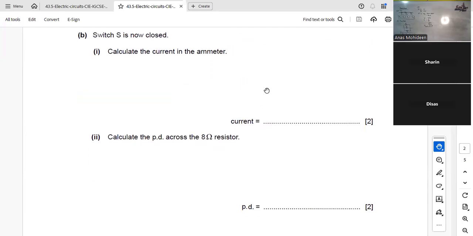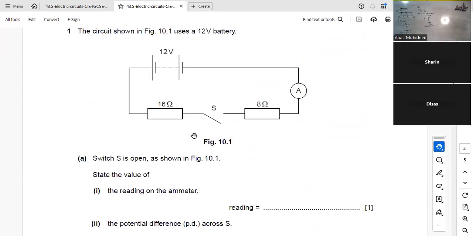Calculate the potential difference across the 8 ohm resistor. Now this is the 8 ohm resistor, right? You want to find out how much potential difference is there here. Now you see, current is the same, right? It is a series connection, 0.5 ampere current passes throughout the circuit. So the 16 ohm resistor also allows a current of 0.5 amperes, the 8 ohm resistor also allows the same current of 0.5 ampere, and the ammeter also records the same.